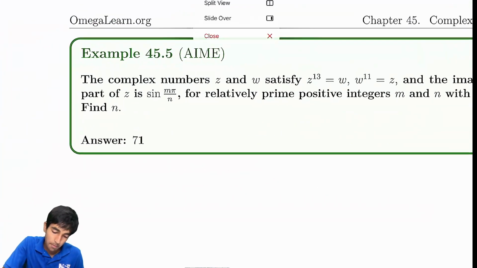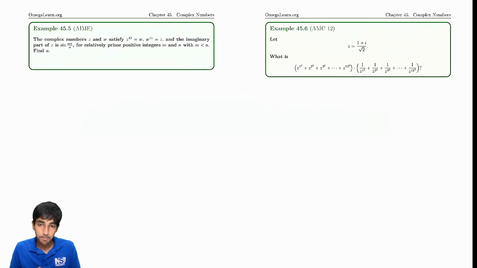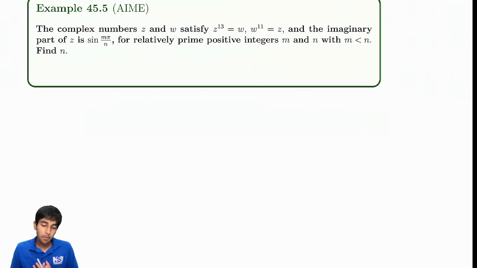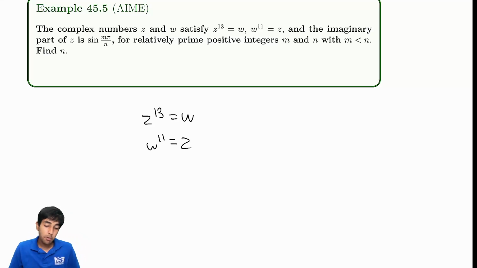Okay, now on to a problem that uses DeMoivre's theorem. Complex numbers z and w satisfy z to the 13 equals w, and w to the 11 equals z. The imaginary part of z is blank. Basically, find the imaginary part of z.